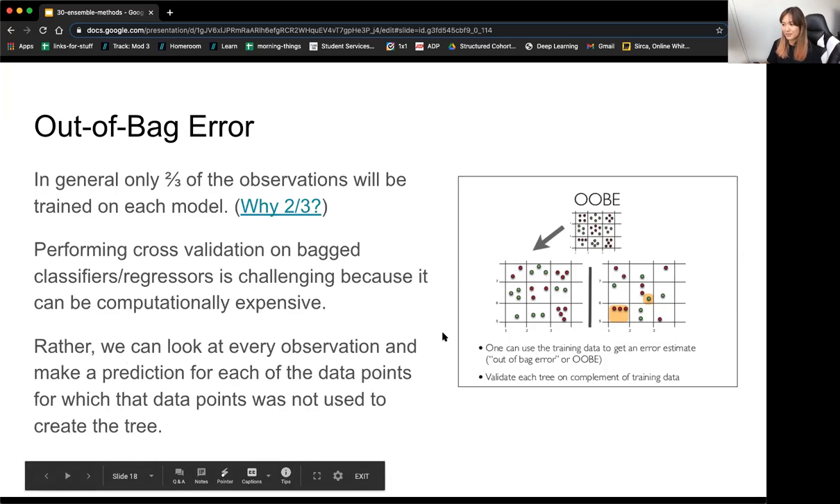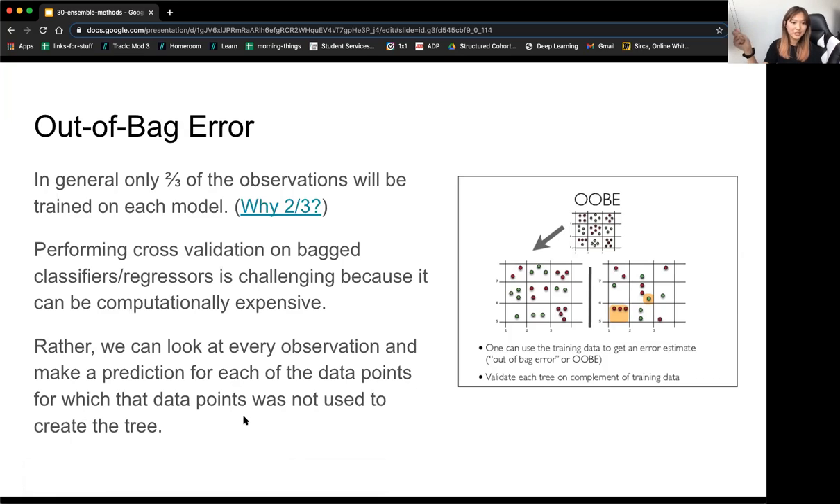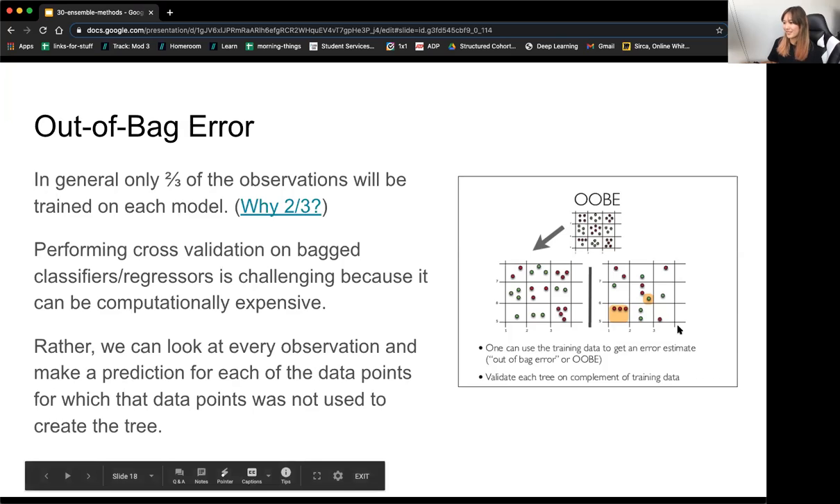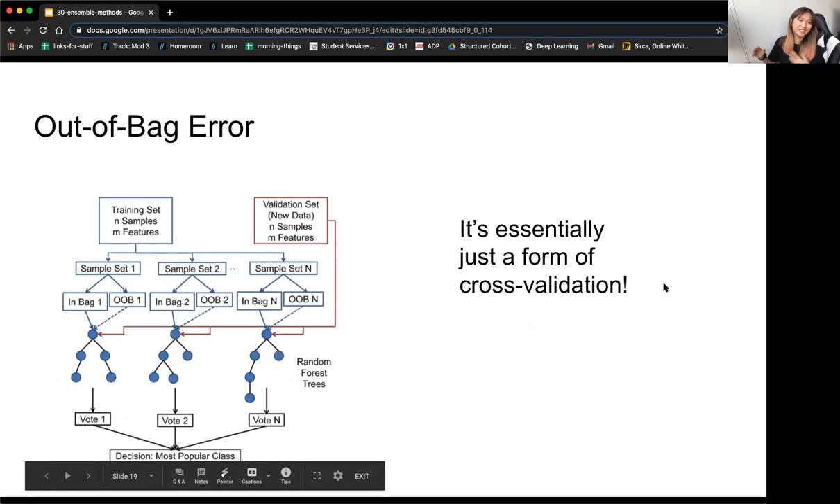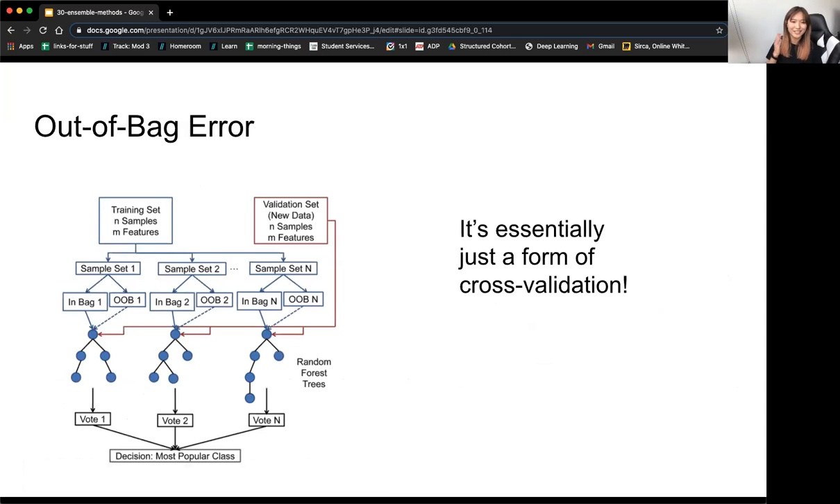All you have to do is look at every observation and make a prediction for each of the data points that wasn't used to create the tree. So for the 1/3 of the points that weren't used to create the tree, you just do a quick test using those, and that's where your evaluation metric for each individual tree comes from. It's sort of like doing a train test split within your train set for each tree, which is much more efficient than cross-validation. This is known as checking the out-of-bag error. Essentially, it's just another level of cross-validation, just not as in-depth, and you aren't retraining your model as many times.